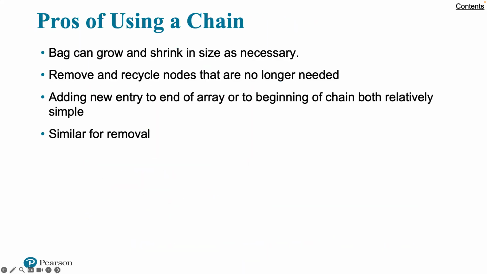I just wanted to do a quick run through the PowerPoint before we go over to the video notes. Just like the array implementation has its pros and cons, the pros for using a chain: a bag can grow and shrink in size as necessary, so you don't have to constantly check how full it is. Remove and recycle nodes that are no longer needed. Once you don't have a pointer to it, it goes away by the Java garbage collector. Adding new entries to the end of an array or the beginning of a chain, both are relatively simple, and it's similar for removal.